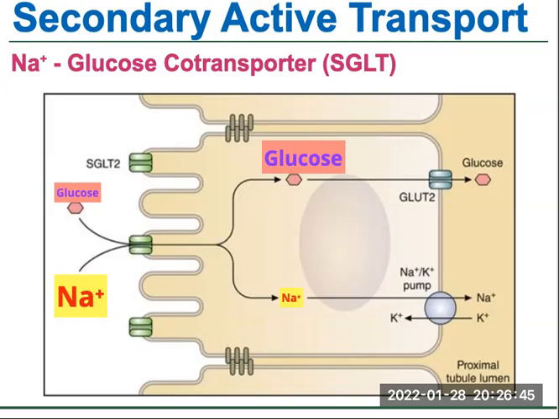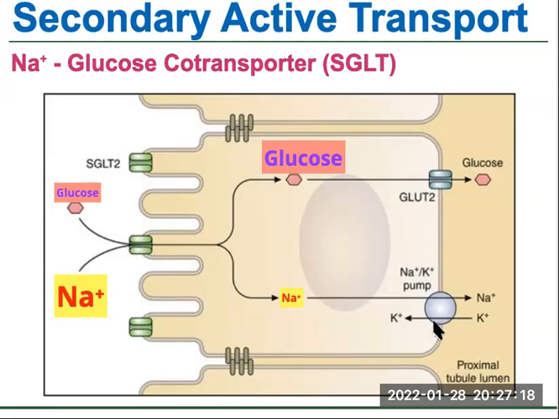So secondary active transport uses the kinetic energy of one molecule moving down its concentration gradient to move another molecule against its concentration gradient. The co-transported molecules may go in the same direction across the membrane, meaning it's a symport, or they may travel in opposite directions in the case of antiport or exchangers. And the most common secondary active transport systems are driven by the sodium concentration gradient.